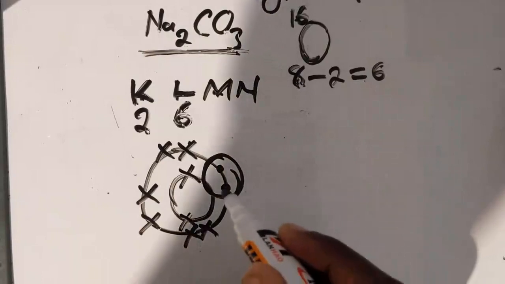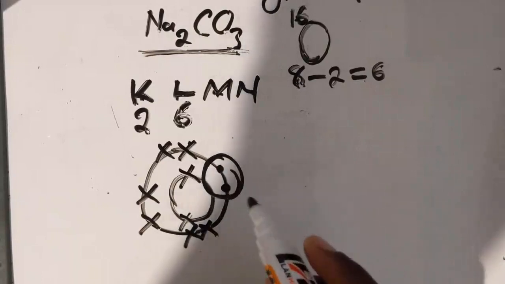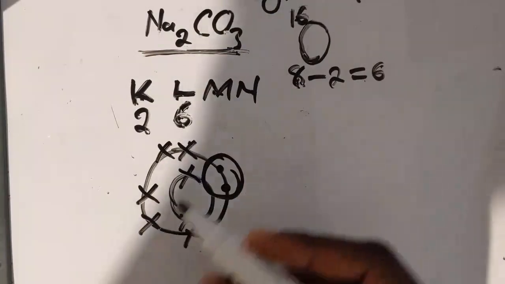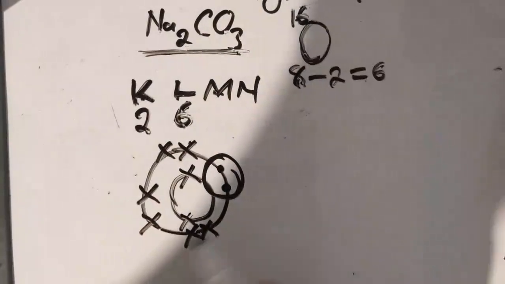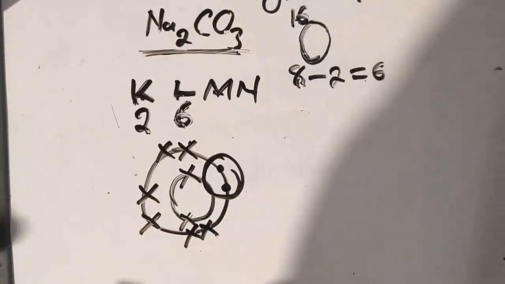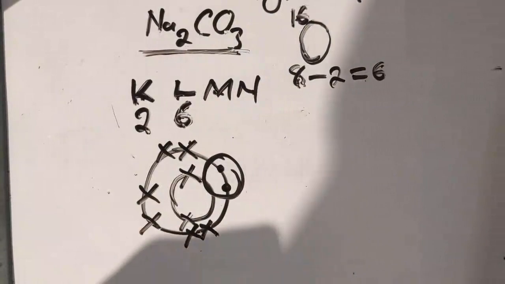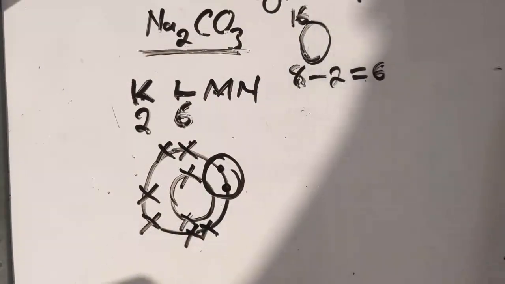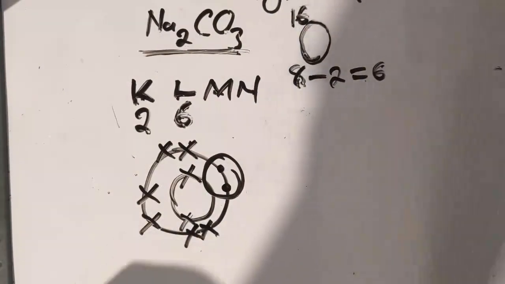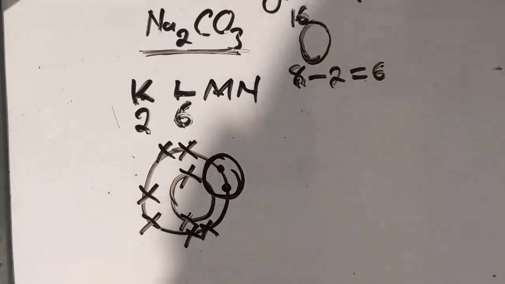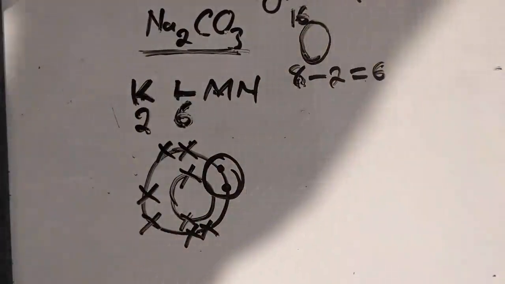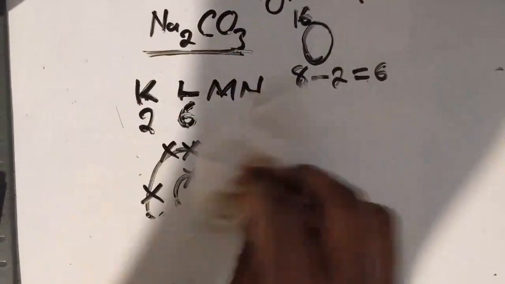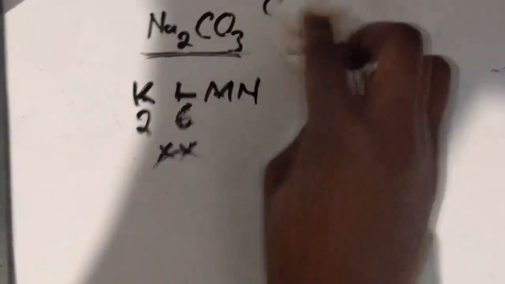The number that this atom requires. To require is to gain. So the number that the atom requires for it to be stable is called the valence number. Alright, so now I'm sure you know what a valence number is.